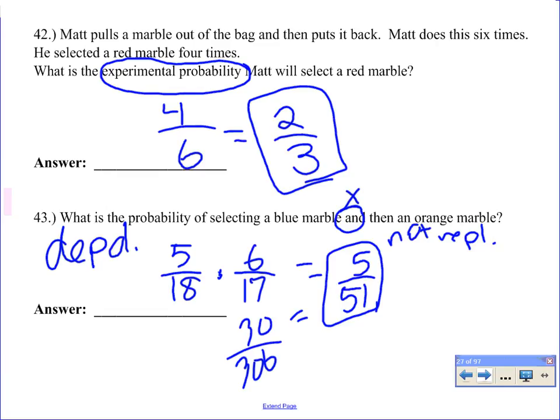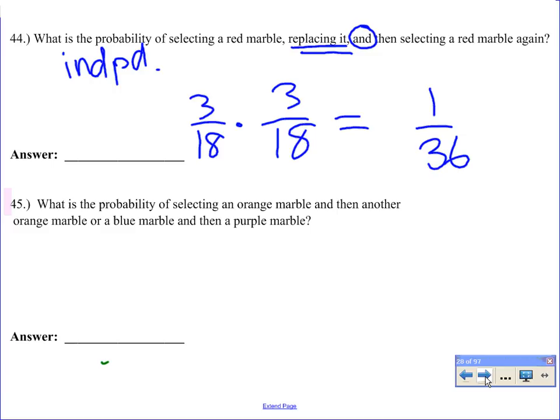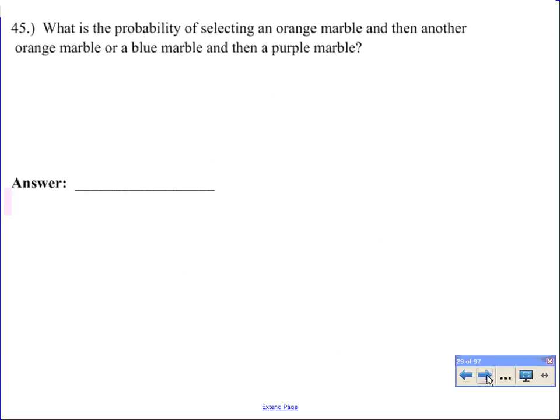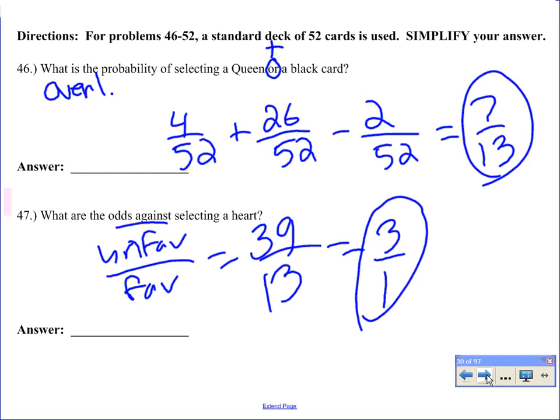And again, please ask. Okay, 44 is an independent event. You get 1/36. 45 you did not have to do. Okay, 46 is 7/13. 47 you did not have to do.